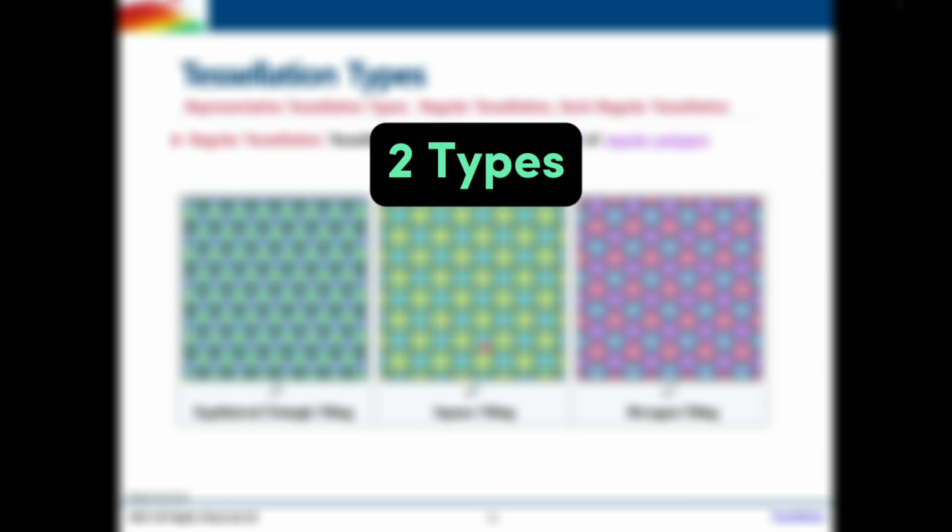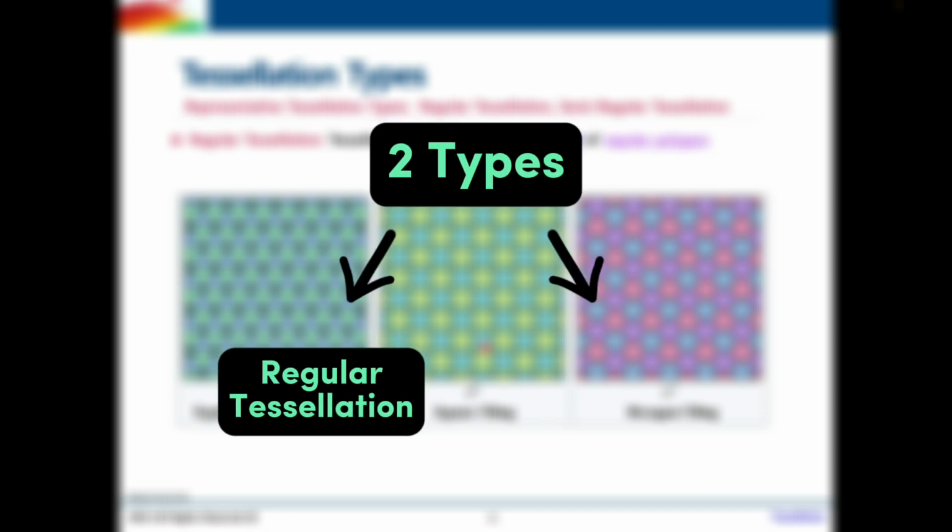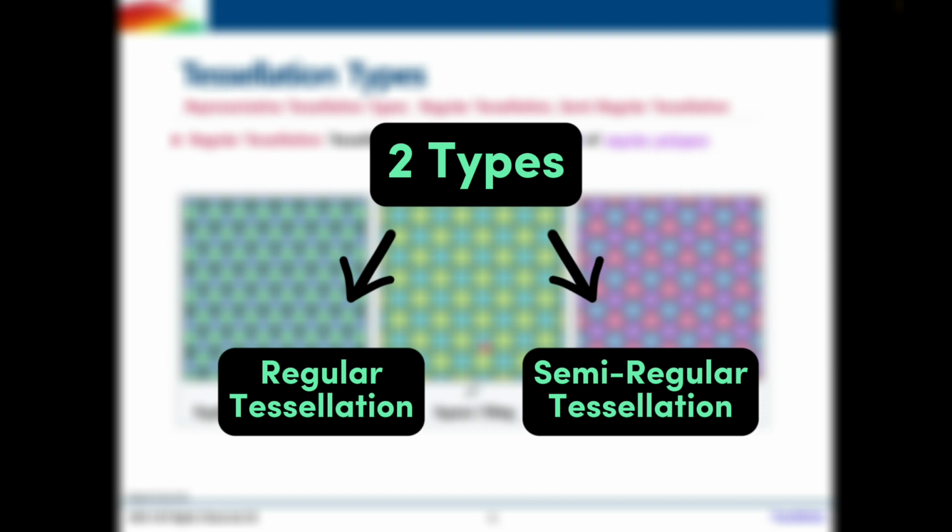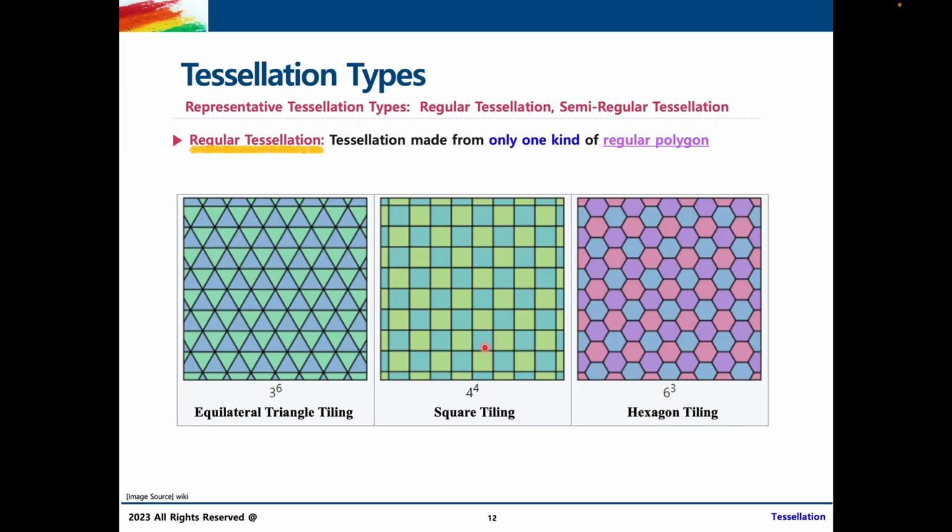We have 2 types of tessellations, and those are the regular tessellation and the semi-regular tessellation. The regular tessellation is a tessellation made from only one kind of regular polygon. So this is a regular tessellation using equilateral triangles. This one's a regular tessellation made using squares. And finally, this one's a regular tessellation made using hexagons.